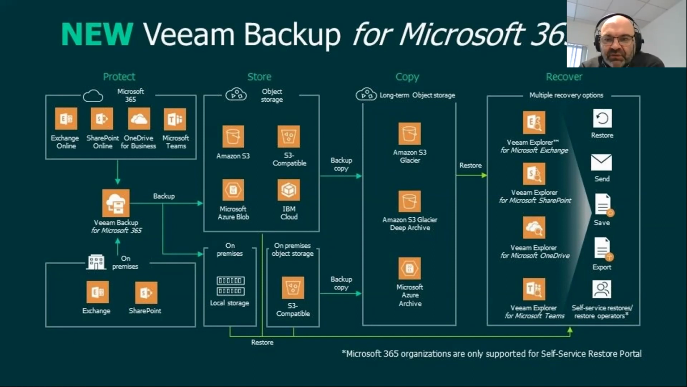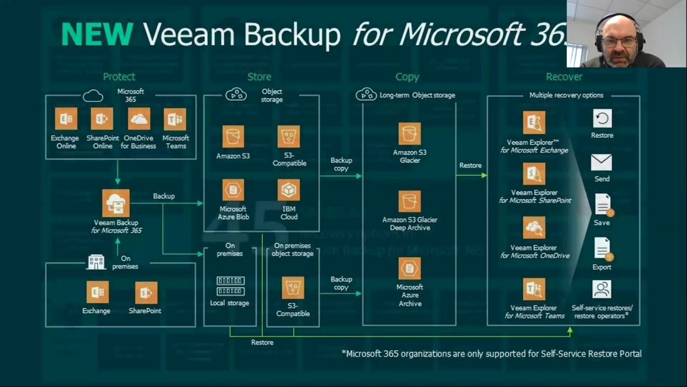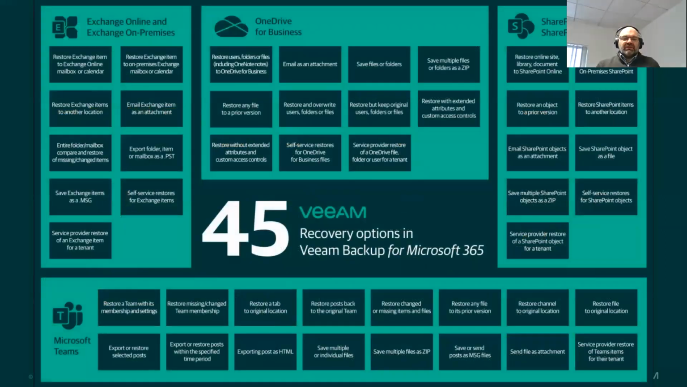And we have a lot of possibilities there too, because if you look at the possibilities, we have approximately 45 ways to do a restore for every bit of data. We can restore it on the same location, a different location, or export it as an attachment or as a file simply. So there are quite extensive restore possibilities for your data. That's one of the reasons you can also use it a little bit as a migration tool.